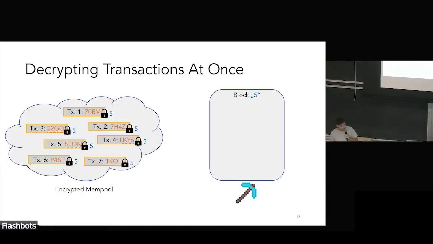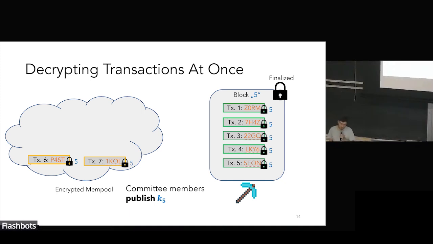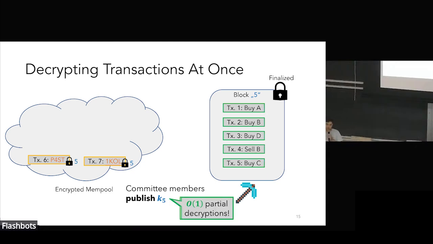We avoid this issue by trying to decrypt all the transactions at once, not individually. A common approach here is to make use of identity-based encryption, where instead of encrypting to just a public key, you can encrypt to an arbitrary tag. Suppose we're trying to encrypt to block 5. Let's say the tag is 5, and all the users have encrypted their transactions to this tag. Again, some transactions are put into the block. The block is finalized, and now the committee members just publish a decryption key for this specific tag, in this case, K5. And K5 can then be used to just decrypt all the transactions in the block.